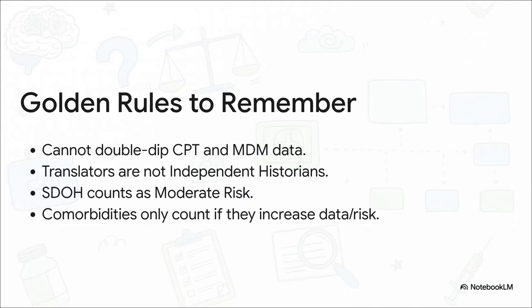So as we wrap up, let's lock in these golden rules. 1. Never ever double-dip data between a CPT code and your MDM. 2. A language translator is not an independent historian. An independent historian provides actual patient history. 3. Addressing social determinants of health that significantly complicate treatment. That counts as moderate risk. And 4. Comorbidities only count if you document exactly how they increase the data you had to review or the risk of that specific encounter.